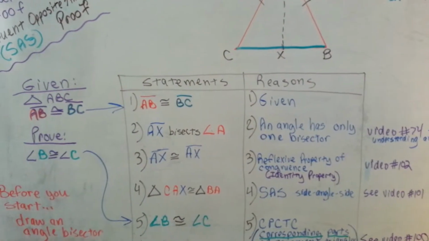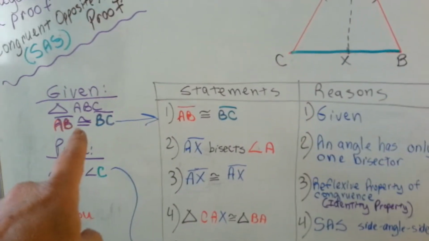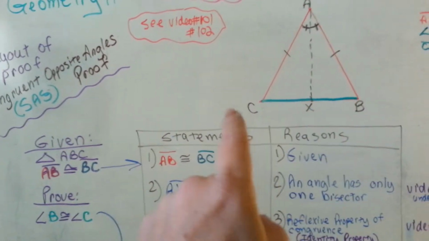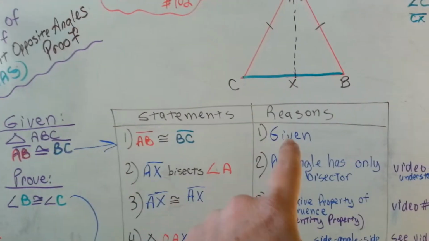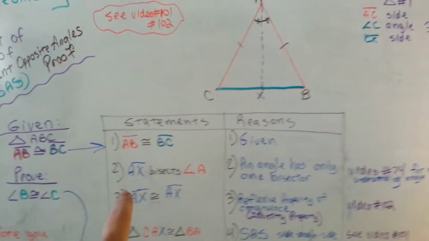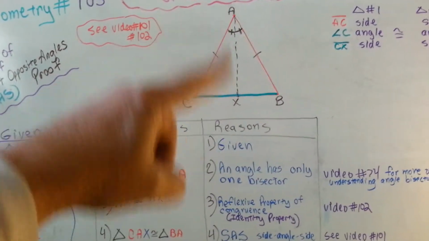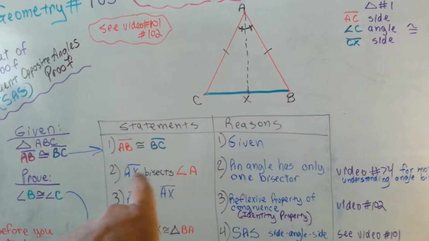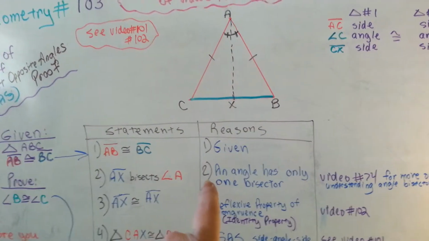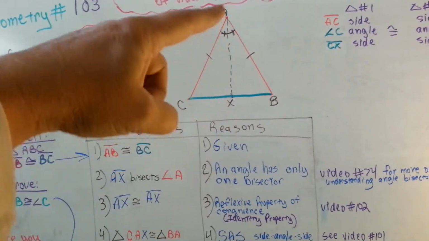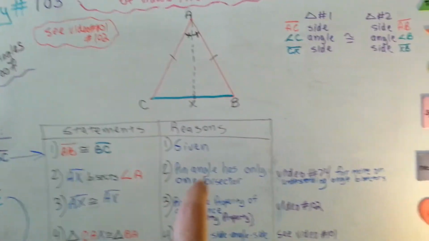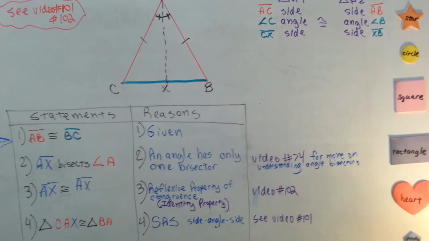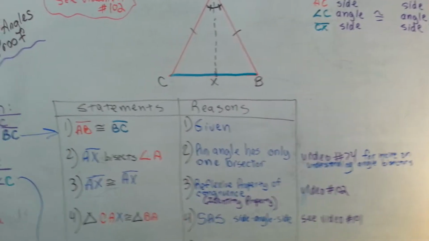So, let's look at our first statement here. It's given that AB is congruent to BC. We've got that, and it's given. So now we're going to say that AX, this one, bisects angle A. We just did that. The reason is an angle has only one bisector, because remember, an angle bisector goes straight through. If you don't have any idea what I'm talking about, go back to video number 74, and it'll help you understand more about angle bisectors.